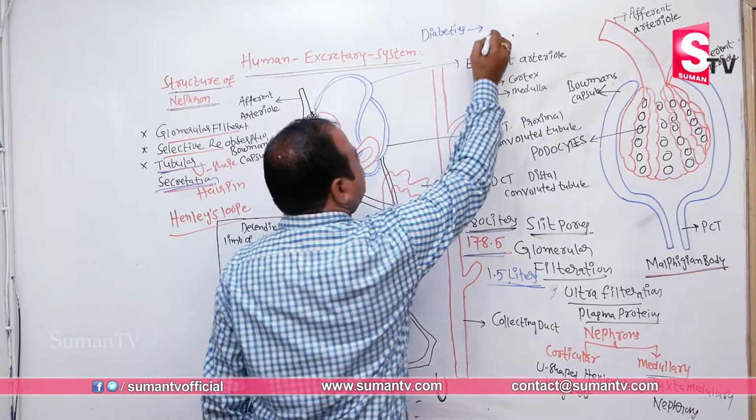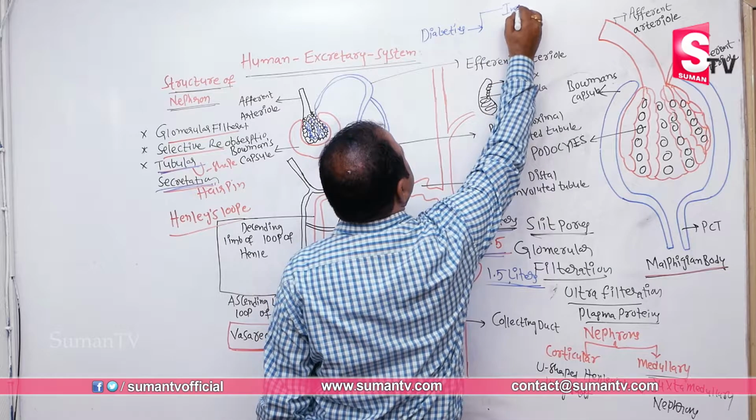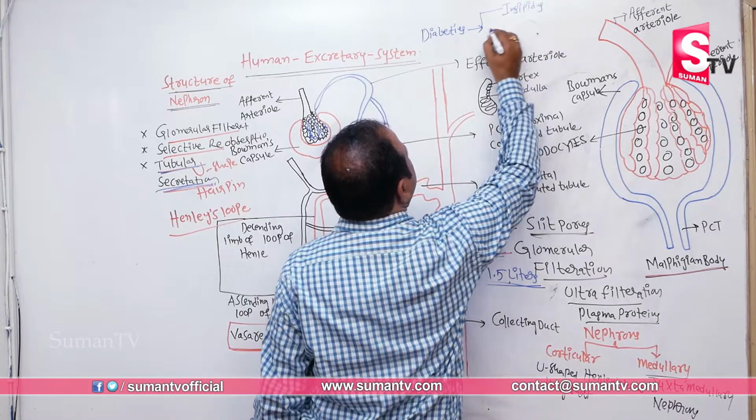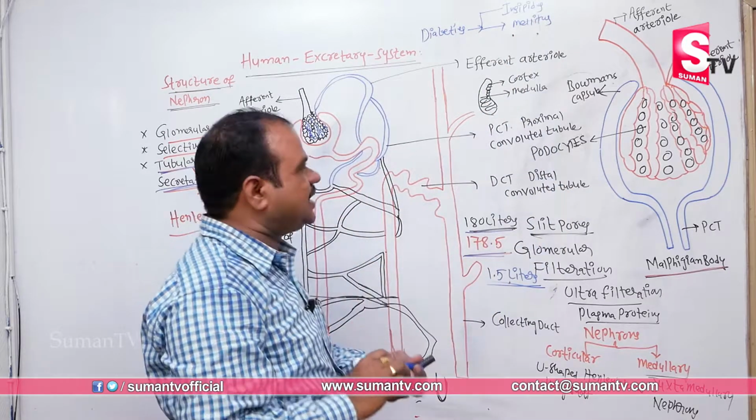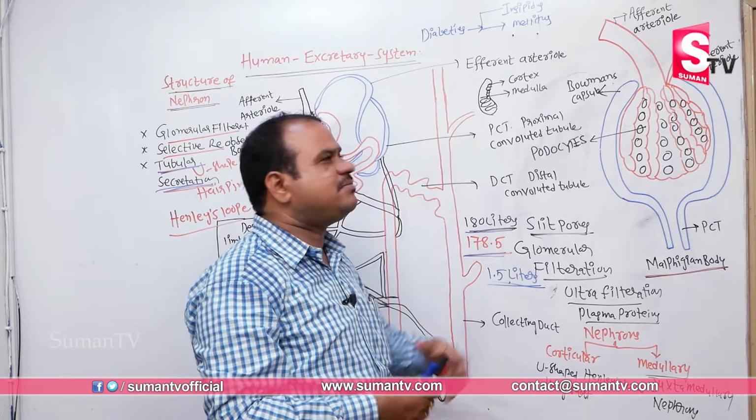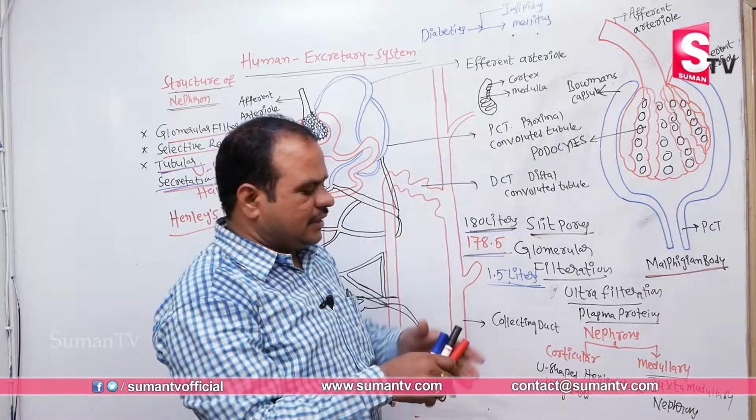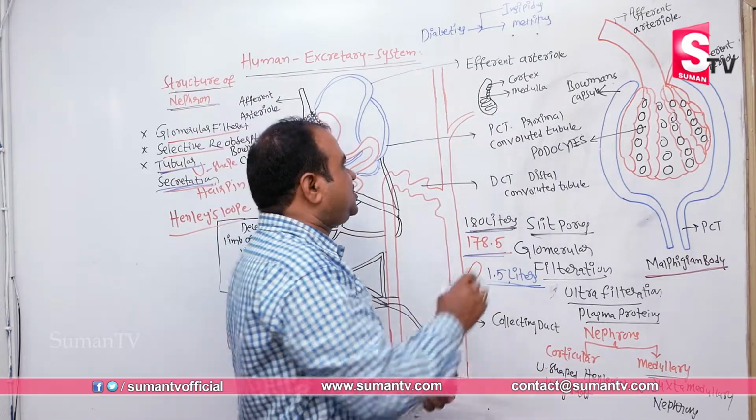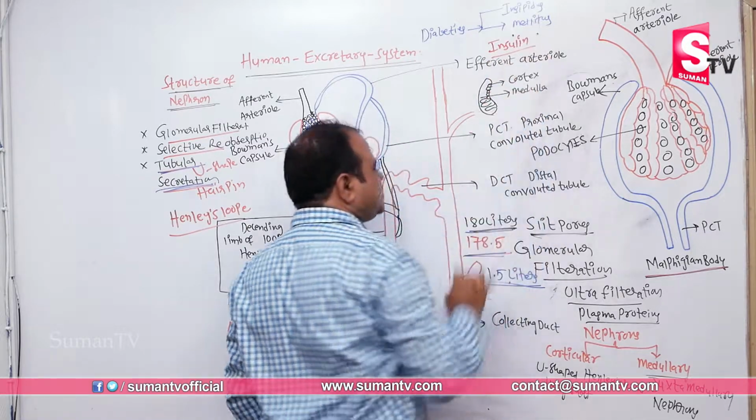Diabetes also has two types: diabetes insipidus and diabetes mellitus. What is diabetes insipidus? What is diabetes mellitus? For example, diabetes mellitus is a disease caused by a deficiency of insulin. The deficiency of the insulin.